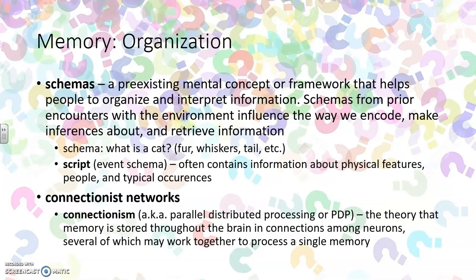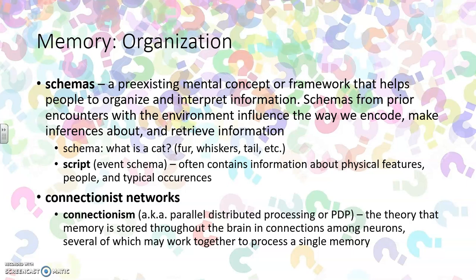Schemas. Schemas are pre-existing mental concepts, and it kind of helps us interpret different pieces of information. So if you're trying to explain what a schema is with a cat, you're like, okay, it's typically furry, it has whiskers and a tail. And a script is kind of just like a written format of what's going on. It talks about physical features, when things are going to happen, that kind of stuff.